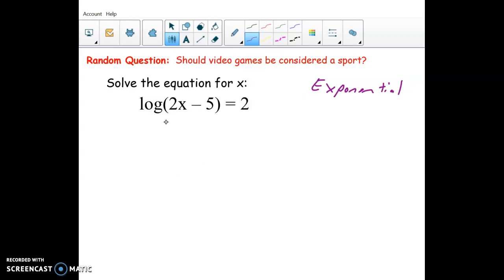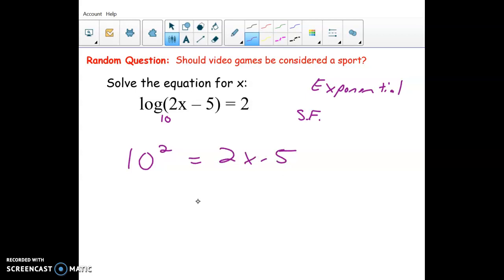The log is already isolated, right? Its base is 10, so we can actually switch forms right away because this whole thing is log. So I'm going to say, okay, my base is the invisible 10. I'm switching forms again. And then my exponent is 2, since log means find me the exponent, and then I write the value 2x minus 5 on the other side.